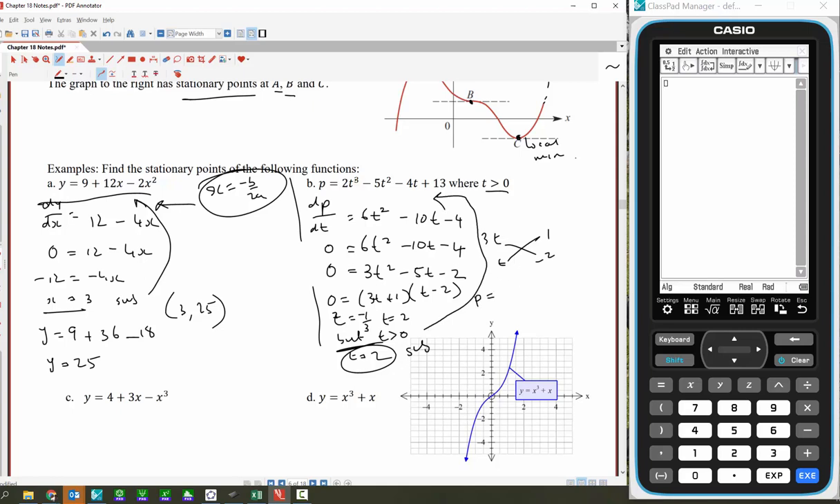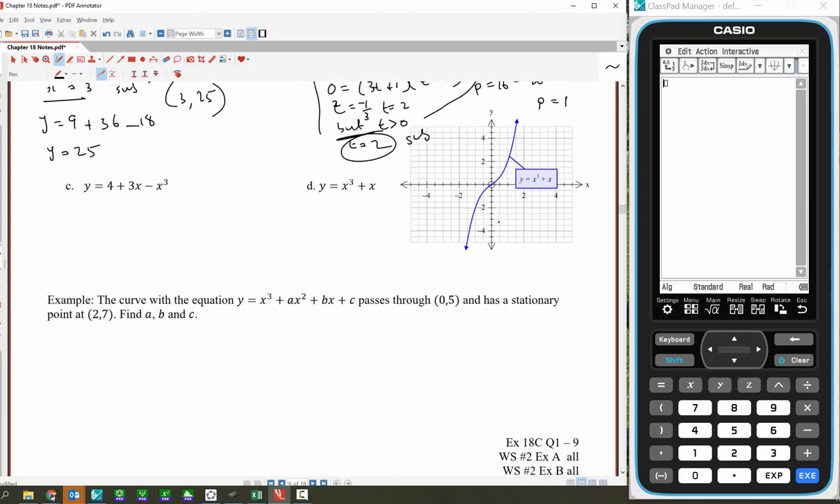Alright, so now what we'll do is sub that into this original function here. P equals, that's 2 cubed is 8, that's 16, take away 5 4s are 20, 4 2s are 8, negative 4, negative 12, plus 13 is 1. So the stationary point where t is greater than 0 is (2, 1). It does have another one, but we're going to reject it because it's out of the domain. This function is only true for t greater than 0.